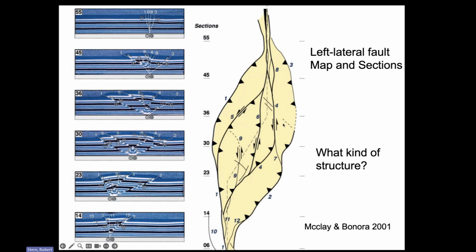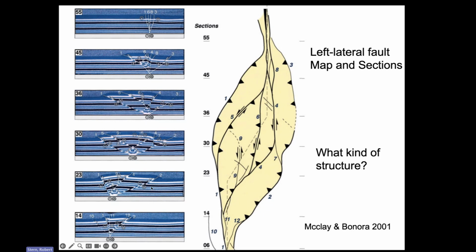So you can imagine that you're doing some prospect in an oil field, and these are the sorts of things you get, these seismic reflection profiles. These are coming across. This is section 55 up here. This is section 14 down here, section 23, section 30. These are not seismic profiles, but they're similar, right?